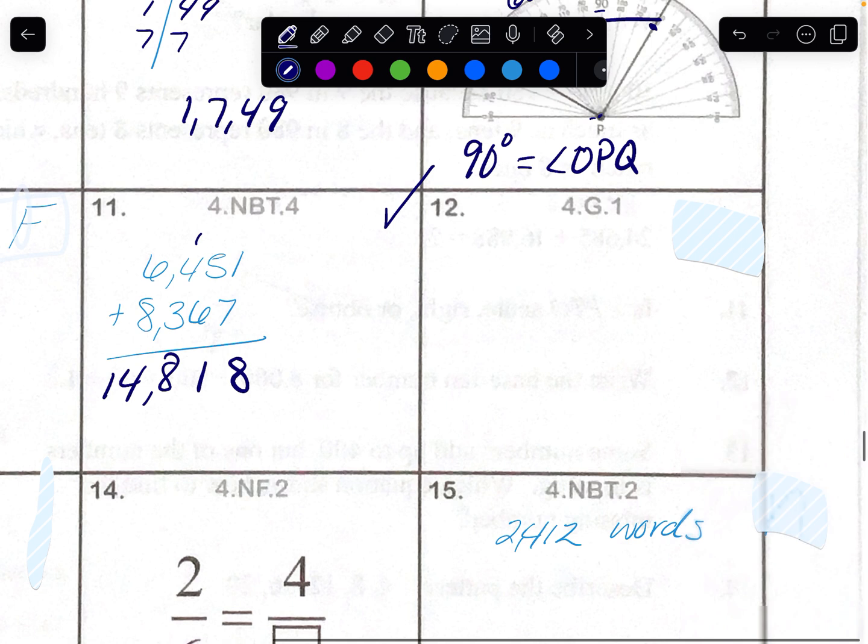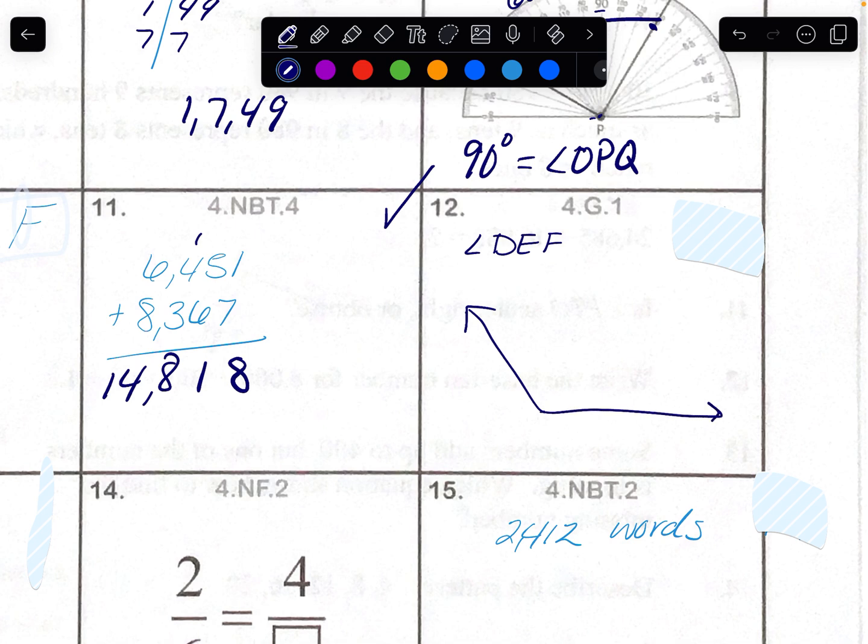All right, 12, draw an obtuse angle, label it DEF. Sorry, I forgot the question. So any obtuse angle, remember an obtuse angle is greater than 90. And I want you to label it DEF, where E has to be the middle because it's the middle letter at the top. Mystery letter T.